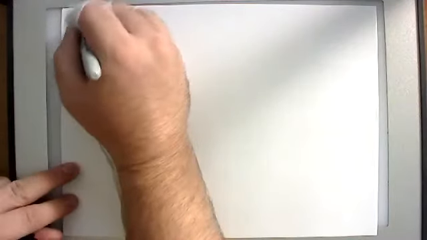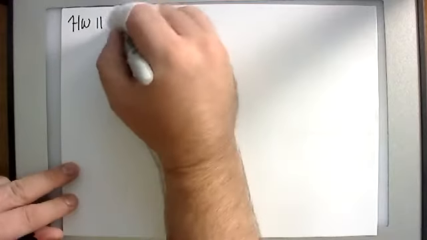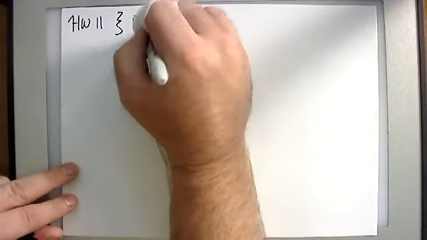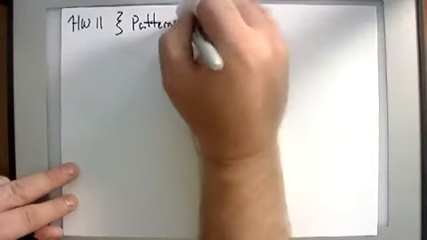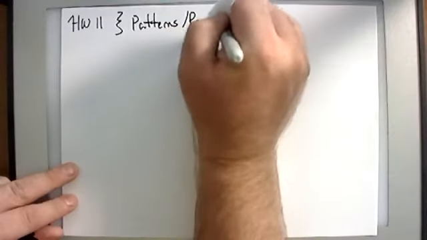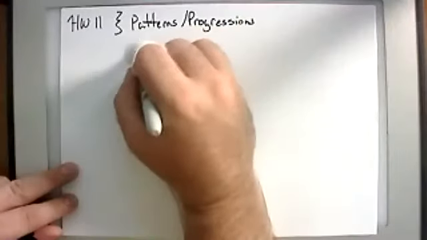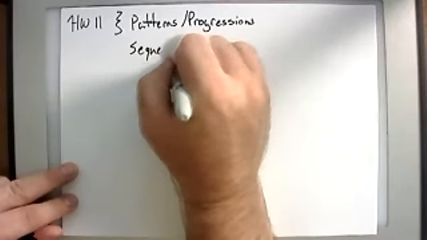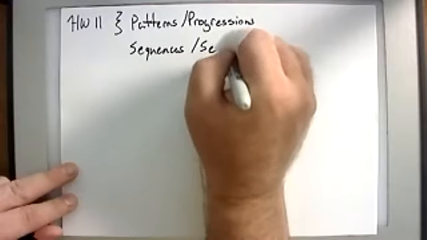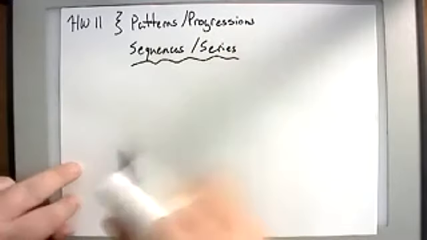All right, guys, this is going to be the lecture for homework 11. It depends on how you phrase it, but it's either going to be called patterns and progressions. I think that's what I put on the schedule. Officially, you would actually call these sequences and series, but that's sort of an advanced term.